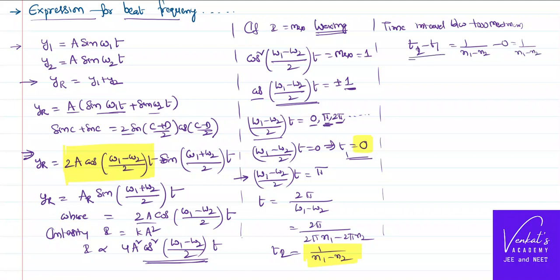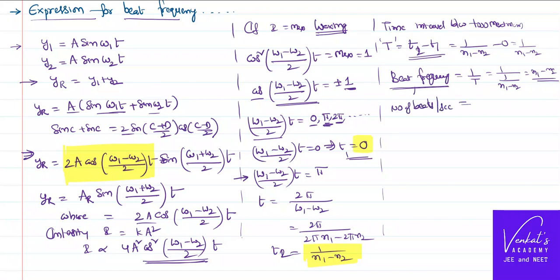The time interval between two maxima is also called the time period of the beat. Once you figure out the time period of the beat, you want the beat frequency. Any frequency is always the reciprocal of the time period, 1 by time period. That's 1 by 1 by (n1 difference n2), that is n1 minus n2, or whichever is bigger, n1 difference n2. So beat frequency means the number of beats that occur per second. Number of beats per second.